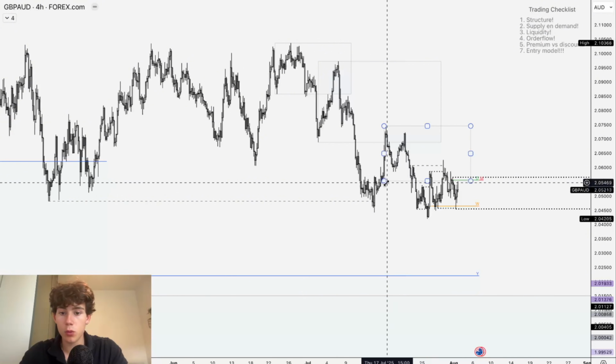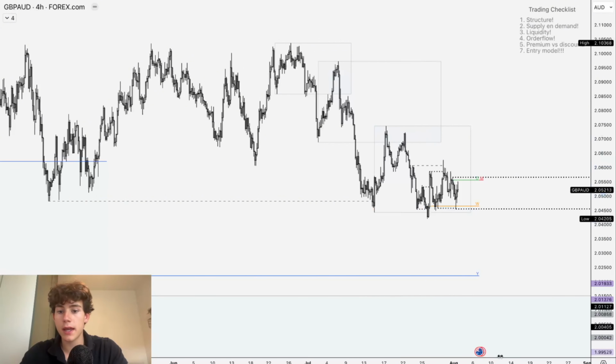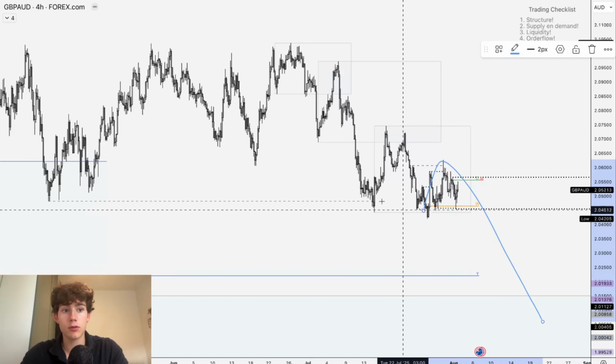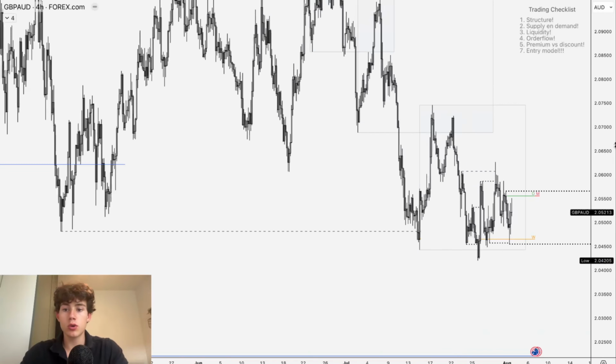So once I saw that from this supply zone we traded down lower and broke the new low, what then happened, we created a new supply zone, which is this one. And from this supply, I was then looking to get a small pullback inside that supply and then trade down lower towards a point of interest where I wanted to trade towards. So once we broke this low, I was interested in taking shorts.